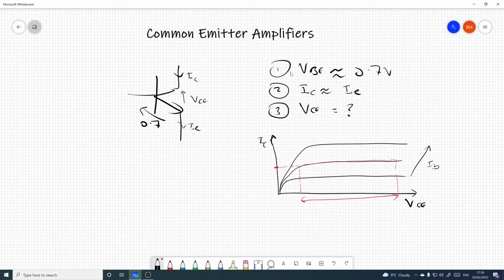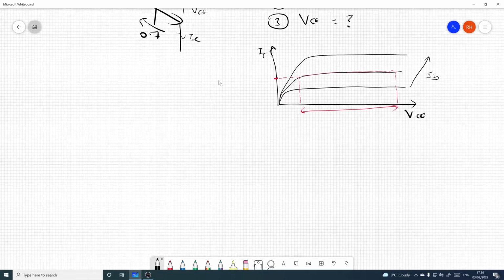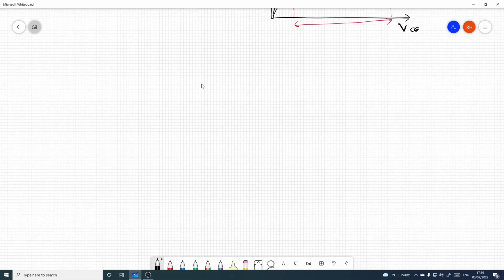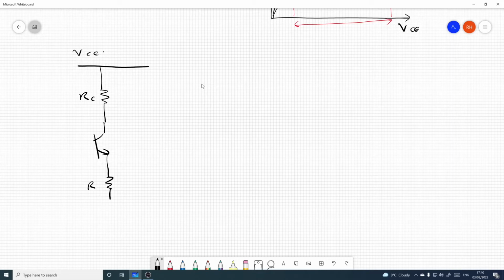Okay, so keeping those in mind, we've got enough to start analysing the basics of common emitter amplifiers. So let's shove that out of the way and we'll delve right in. We've got some kind of supply voltage, a collector resistor, I'm doing an NPN device, an emitter resistor, and it's grounded, or ground, whatever you want to call it. And this is the voltage on the base, which is the input. This is the voltage on the collector, and that's the output.